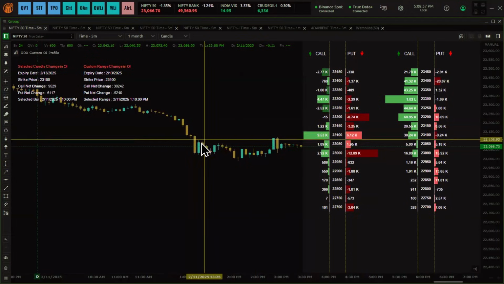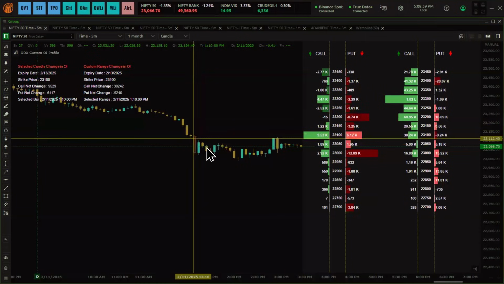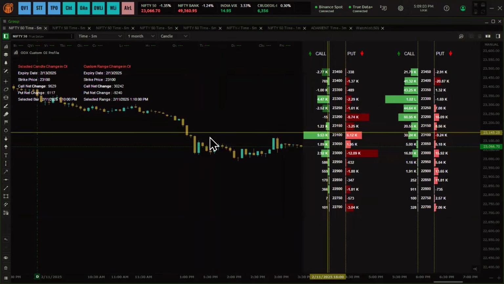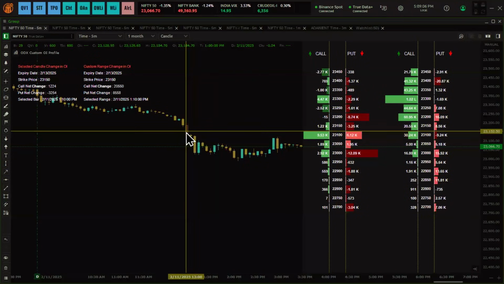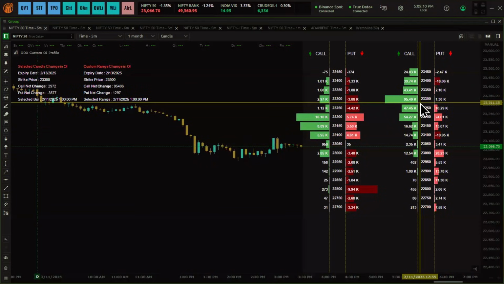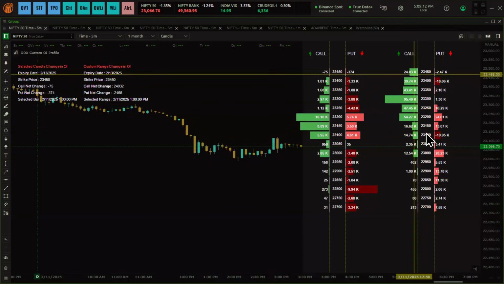That is because a lot of straddles have also been created. You know that a lot of traders trade intraday straddles, and they keep shifting as the market moves, right? So this particular one shows you the open interest for any particular candle, but the other one shows you the open interest for that particular day.